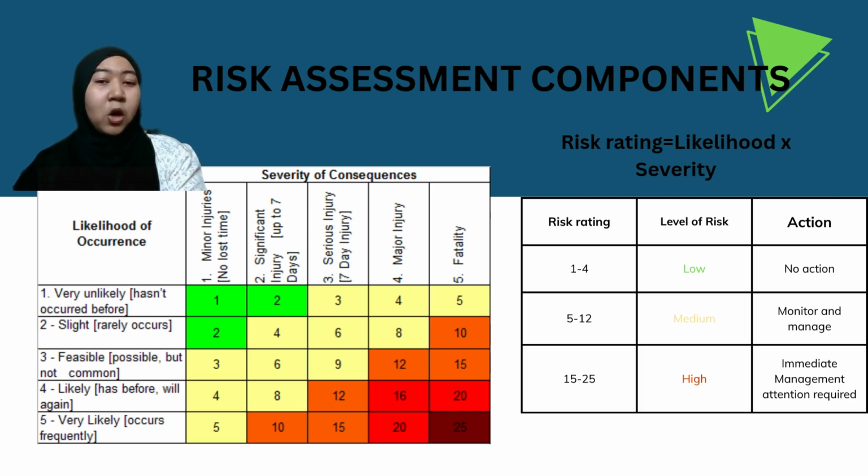Okay, for the low, the score is 1 until 4, which means no action is needed. And then the second, medium, is 5 until 12, we have to monitor and also manage that risk. And the last one is high. Okay, when the risk is high, we have to take immediate action, immediate management, and also very high attention for this risk. Okay, the score of a high risk is 15 until 25.